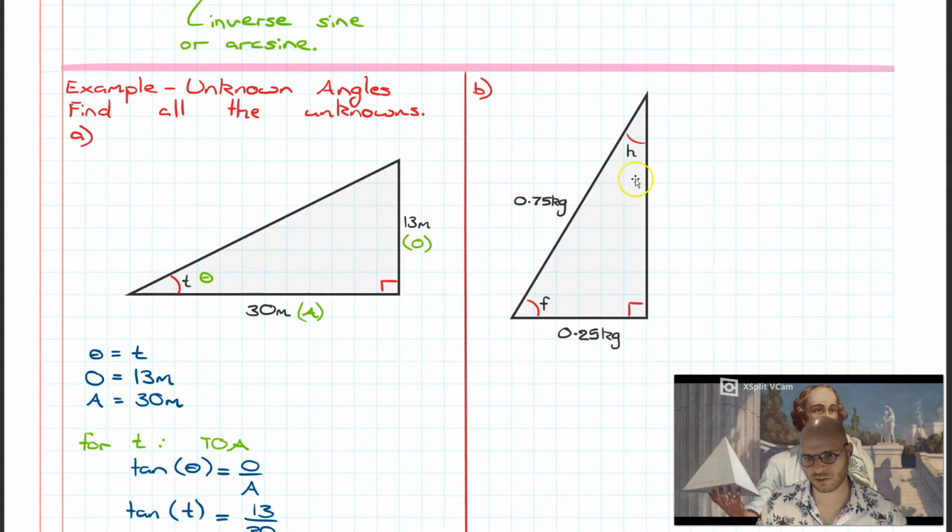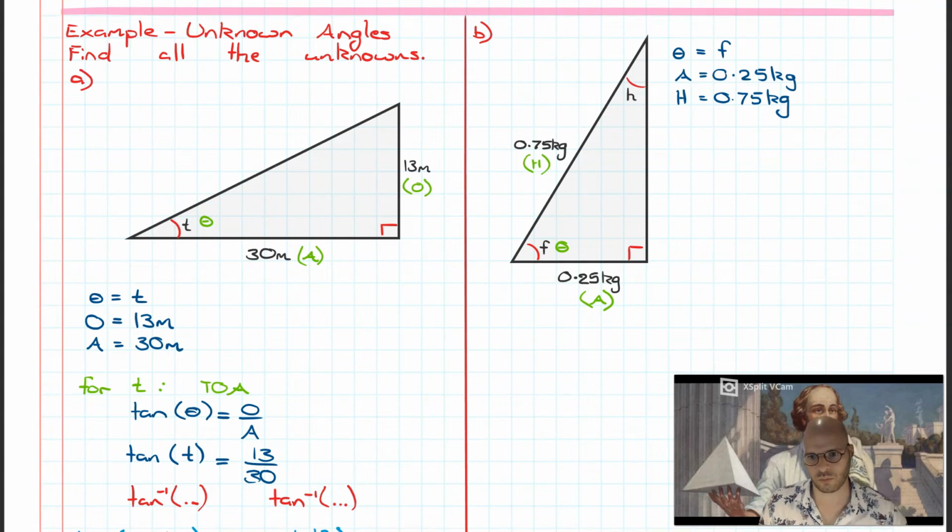Alright, moving on to the next triangle. We have two known sides and two unknown angles. So we have two choices here. We can either make f our angle of interest, or we can make h our angle of interest. For the first one, I will make f our angle of interest theta. Consequently, this guy over here is going to be our hypotenuse, and this guy over here is going to be our adjacent. Listing the values.